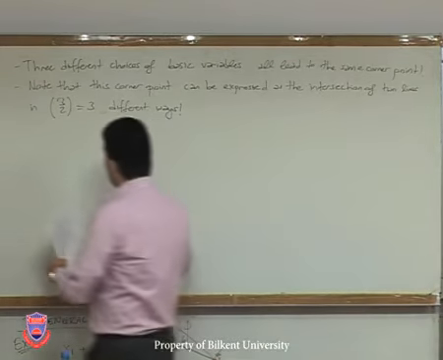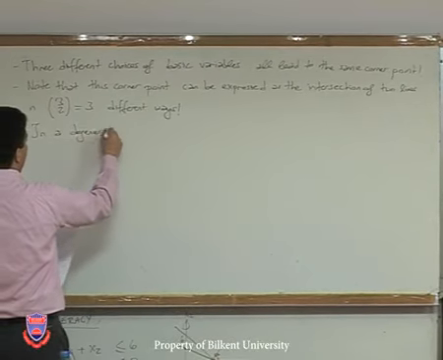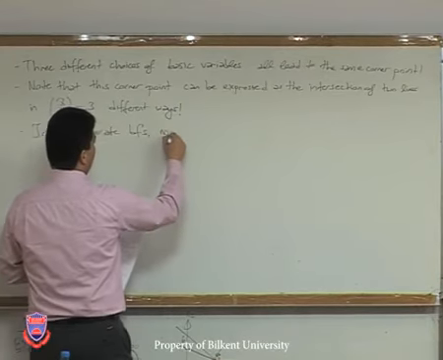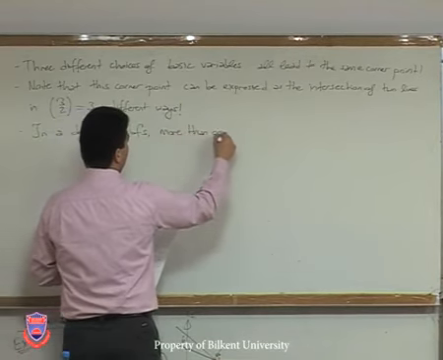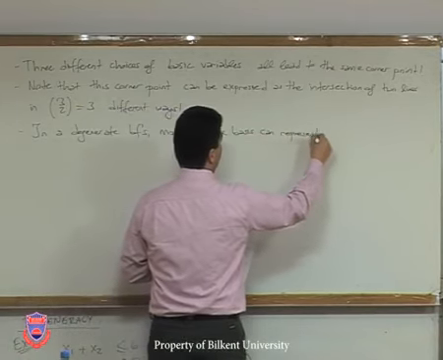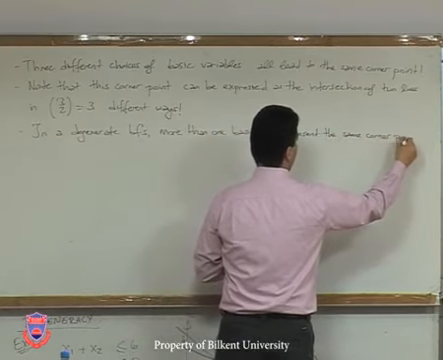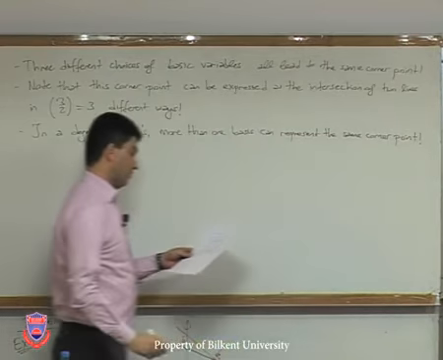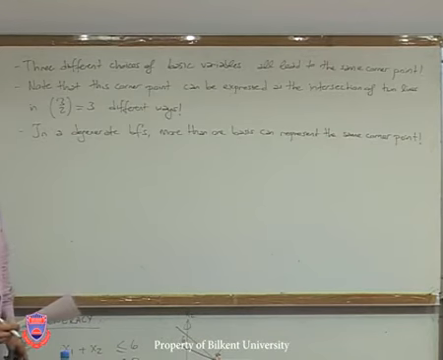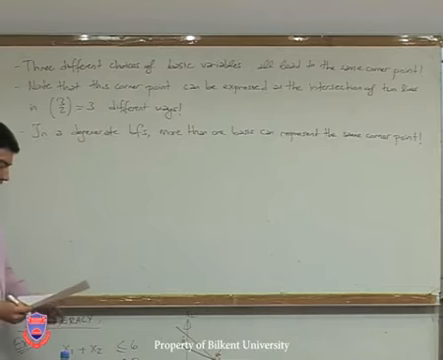So what's the bottom line then? Well, the bottom line is the following. So in a degenerate basic feasible solution, more than one basis can represent the same corner point. And that's exactly what's going on in this example. So we have 3 different choices of basic variables, but they still all represent the same basic feasible solution, okay?